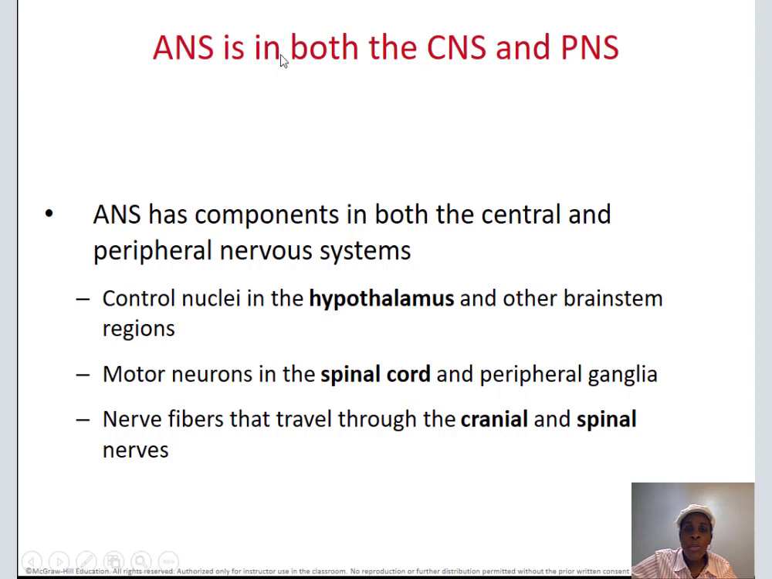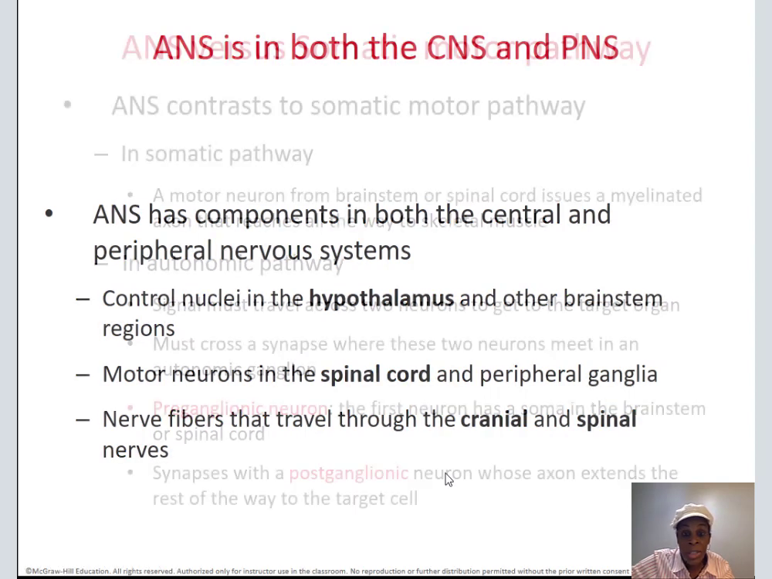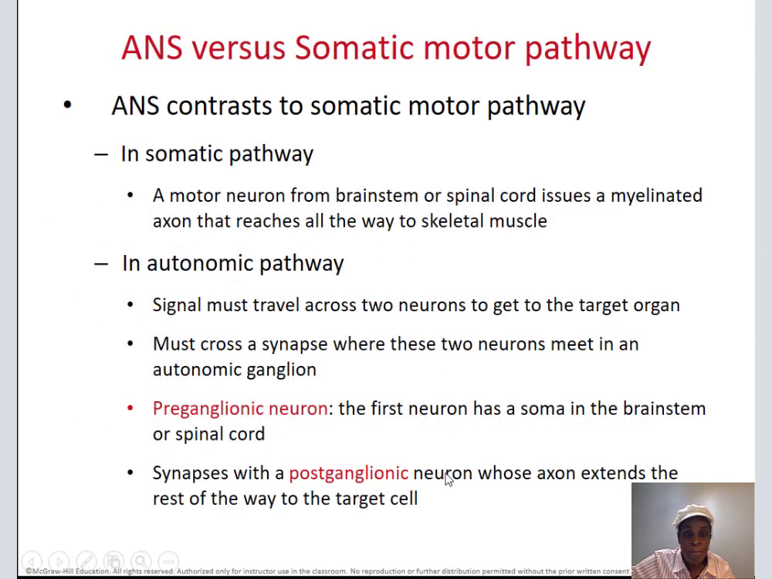Now, the autonomic nervous system is not a separate system. It's inside the central nervous system and inside the peripheral nervous system. It is controlled by nuclei in the hypothalamus, which is part of the brainstem. And it has a motor neuron in the spinal cord, right? And then it goes through the cranial and the spinal nerves, just like those nerves that we use for peripheral nervous system. So what's the difference between somatic and autonomic pathway?